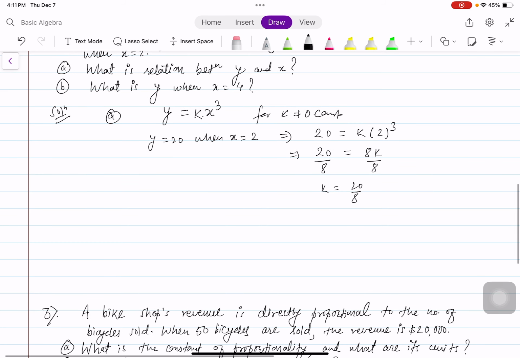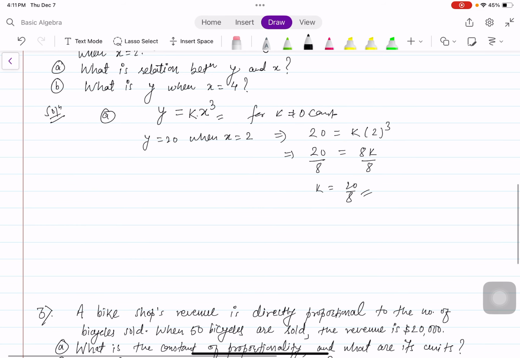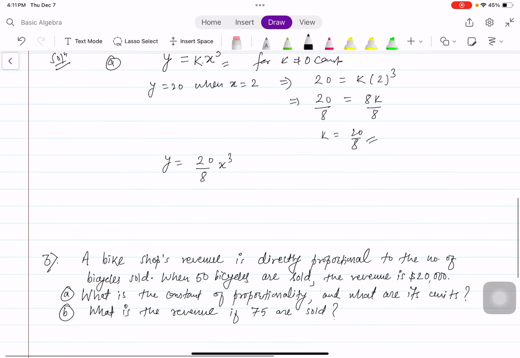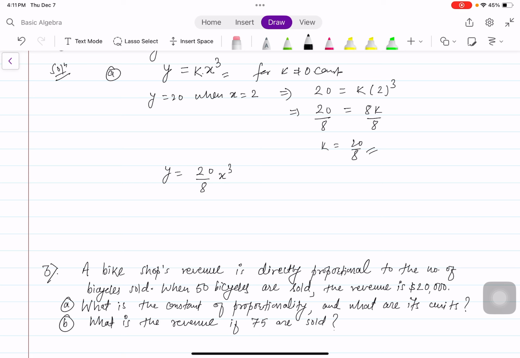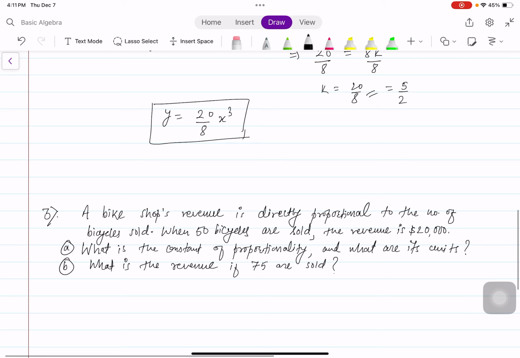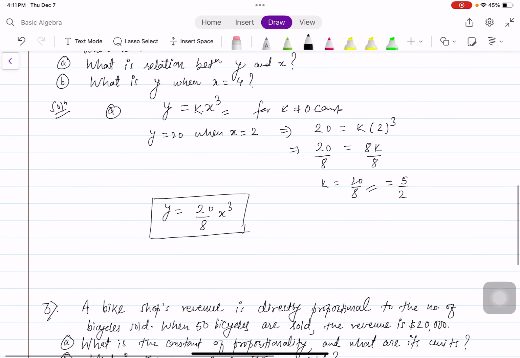Now use this k value here, and we will get y equals 20 over 8 times x cubed. So this is the relation. You can convert this fraction to the lowest term, but no need. If you want, this is 4 times 5 and 4 times 2, which is 5 over 2. It's your choice if you want to use it or not. So this is the relation between y and x.